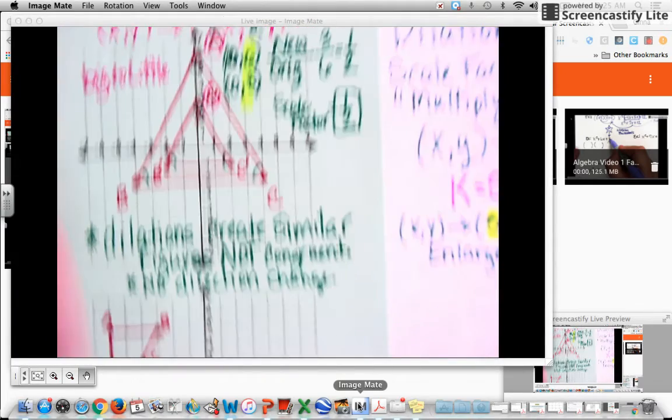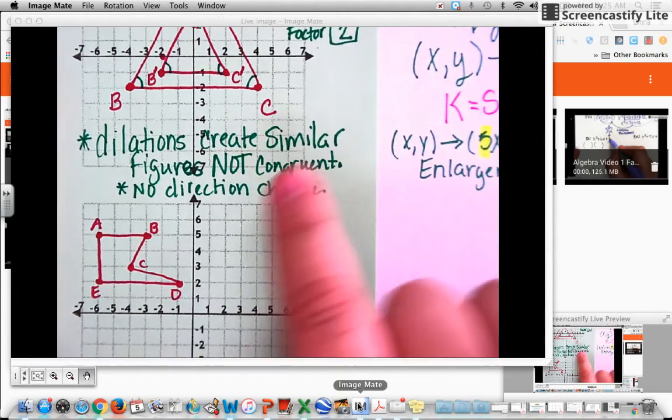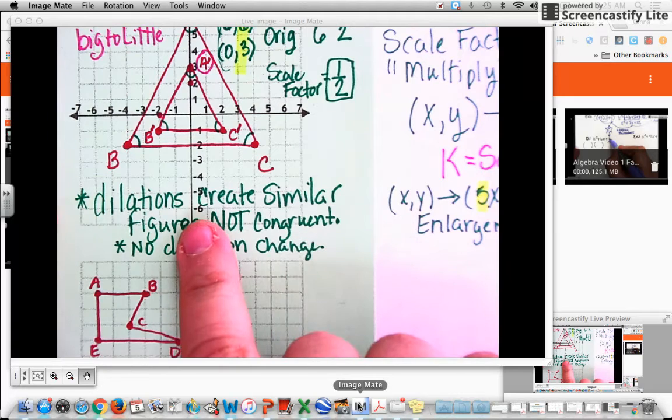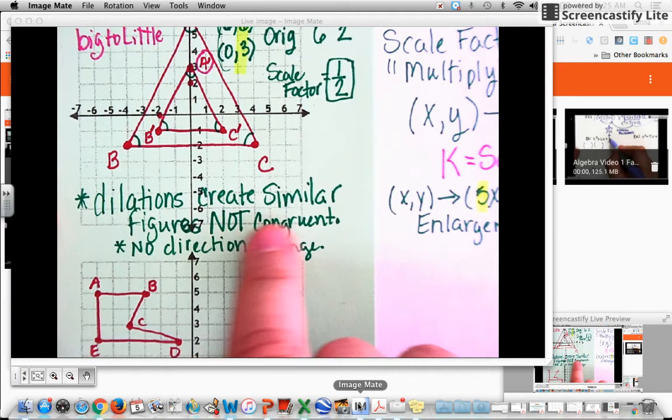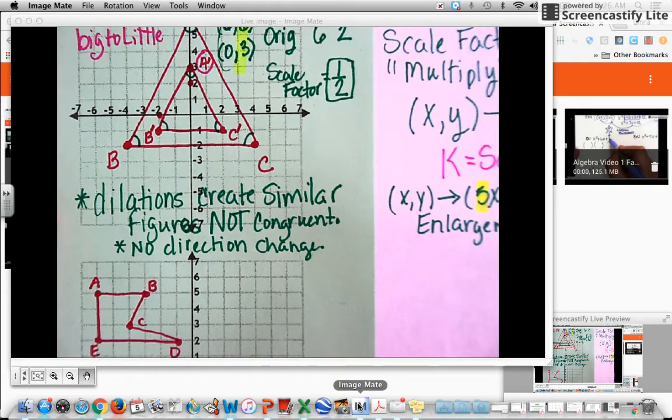All right, so we're back, and we just finished saying that dilations create a similar figure, not a congruent figure, and there is no change in direction on those shapes once they're actually transformed.